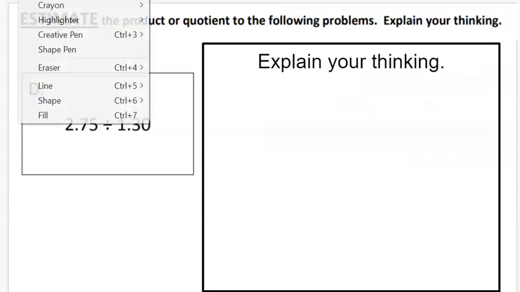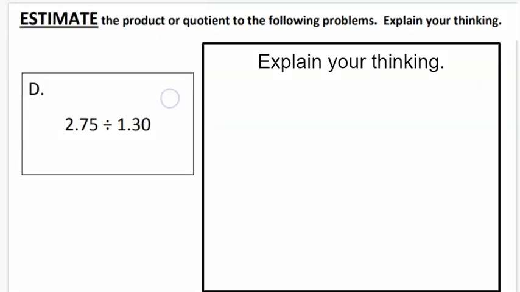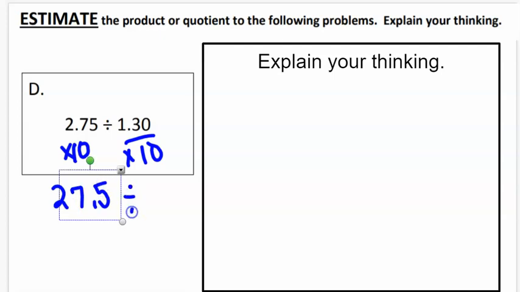Okay, let's look at this last one. We've got one more. So if I have 2 75/100 divided by 1 30/100, I want to think about this divisor here as a whole number. So I'm going to go ahead and multiply each side by 10. So instead of 2 75/100, I now have 27 5/10 divided by 13.